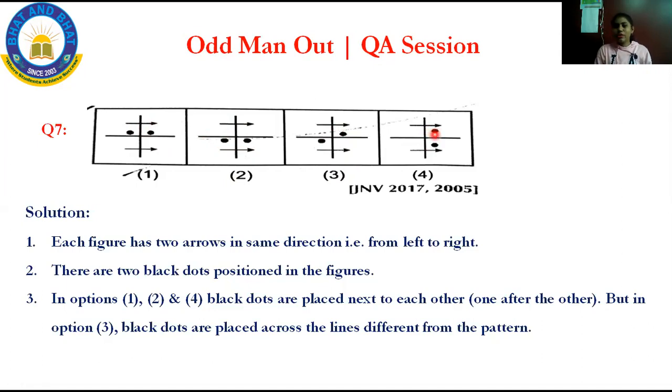So what is the correct option? In option 1, option 2 and option 4, the black dots are next to each other, that is, one after another. But in option 3, the black dots are placed across the lines, different from the pattern. This is how you have to answer. I hope you all understood this. Any doubts? If you have any doubts, please clear them without any hesitation.